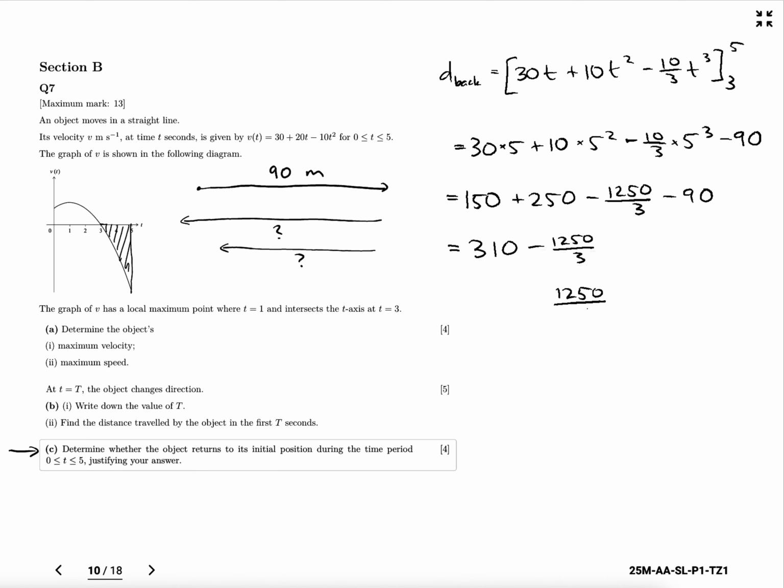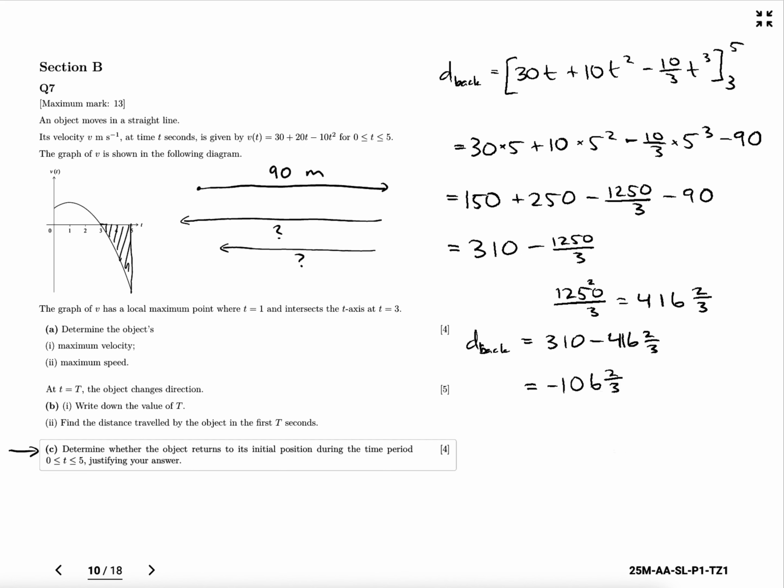So 1250 divided by 3: 12 divided by 3 is 4, 5 divided by 3 is 1, remainder 2, 20 divided by 3 is 6, and also remainder 2. So it's 416 and 2/3. So the distance back is 310 minus 416 and 2/3, which is equal to negative 106 and 2/3.